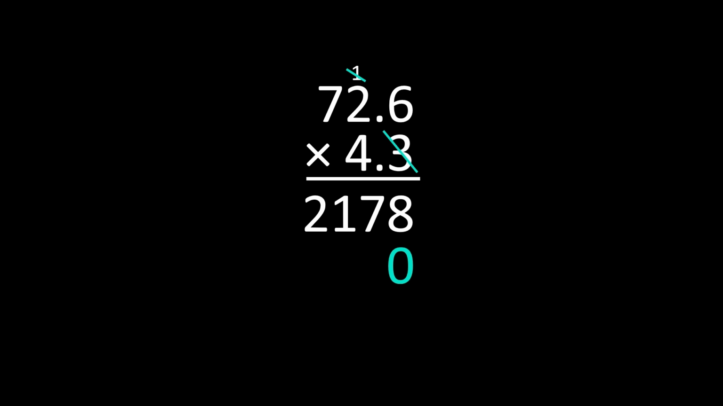And now we're ready to start multiplying by the 4. We start with 4 times 6. 4 times 6 is 24. Place the 4, carry the 2. Now we're at 4 times 2, which is 8, plus 2 more is 10.